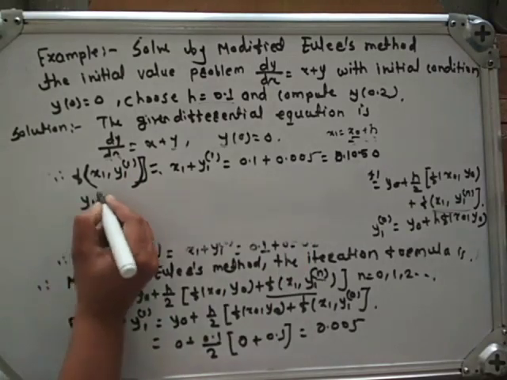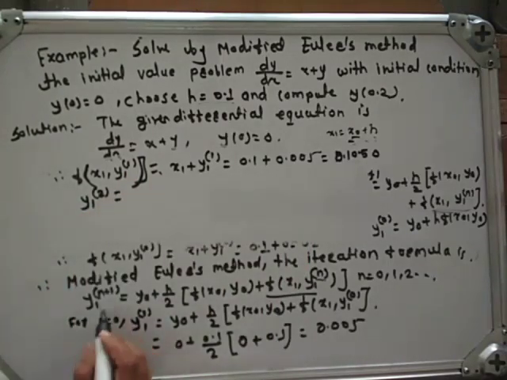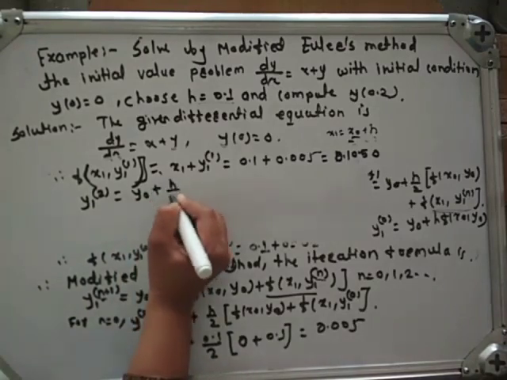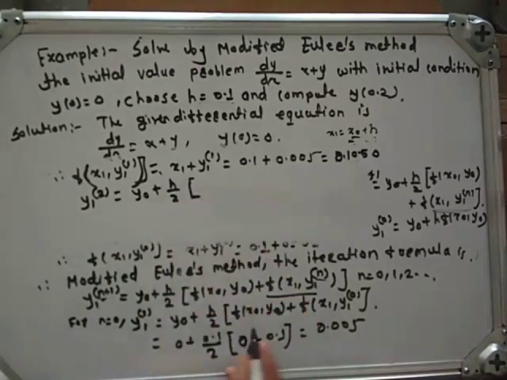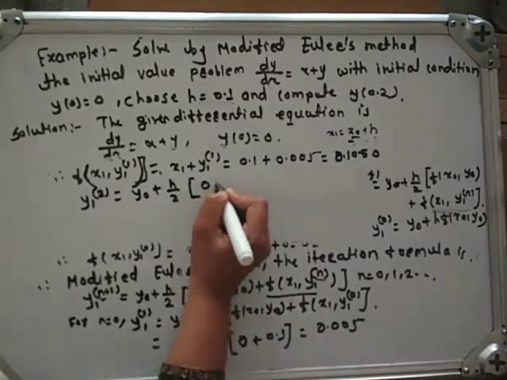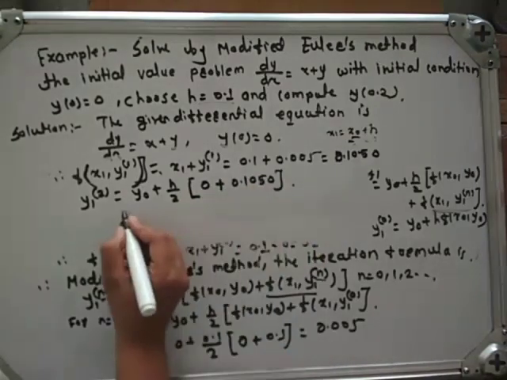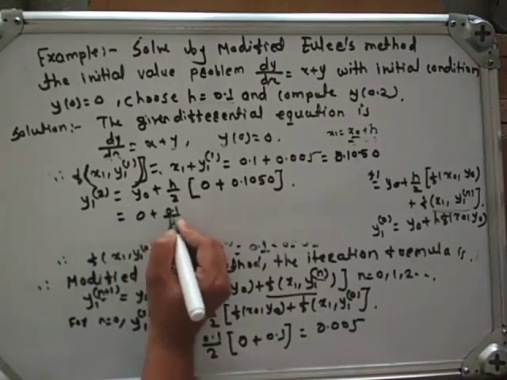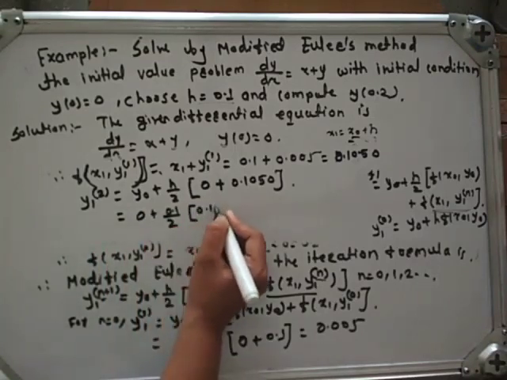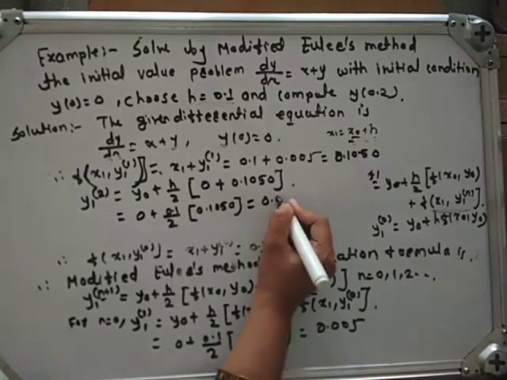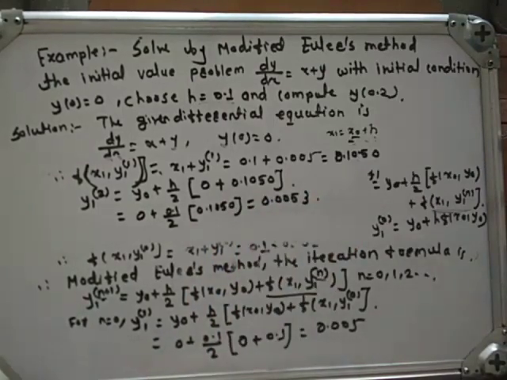Now we have to find y1 (2). Put here n is equal to 1. So we will get y1 (2). This formula becomes y0 plus h by 2 into f of x0, y0 is 0 plus 0.1050. Put the values: y0 is 0 plus h is 0.1 upon 2 into 0.1050. Simplify this, and you will get the answer 0.0053.